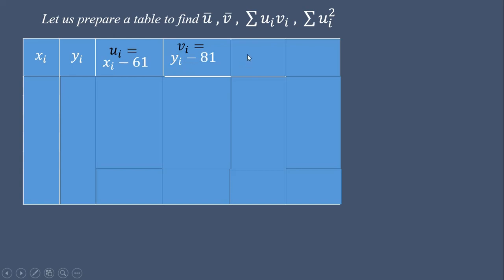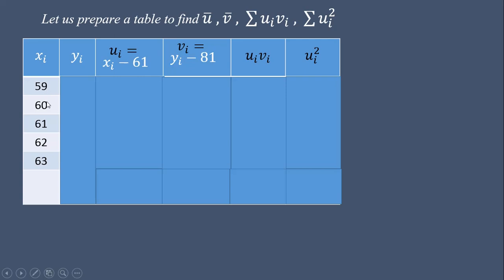Now the next column is for the product of these two, ui vi. Here summation ui vi is a term in the formula, so we make a column for this ui vi. Now next is summation ui square. This term is in the formula, so we have to prepare a column for ui square. So the last column is for ui square. Now first we write the given values of xi: 59, 60, 61, 62, 63. Now the values of yi given are 78, 82, 82, 79, 81.